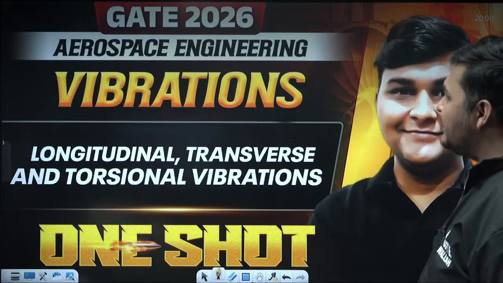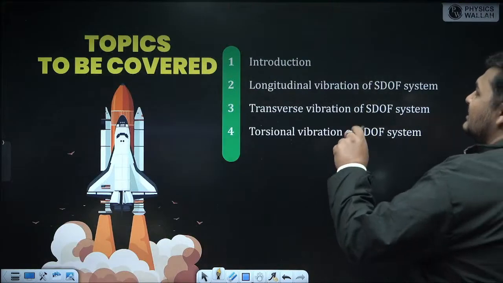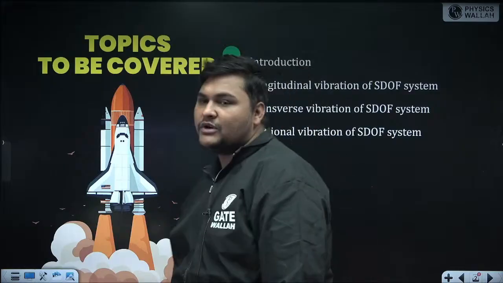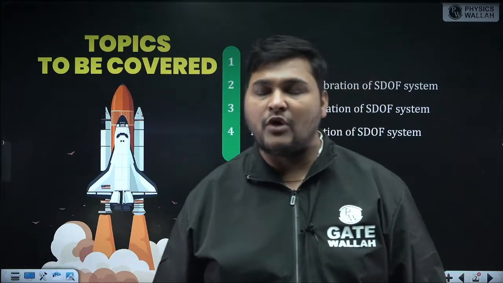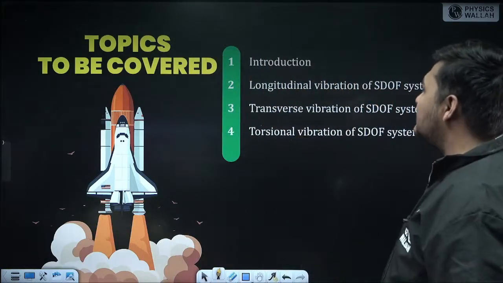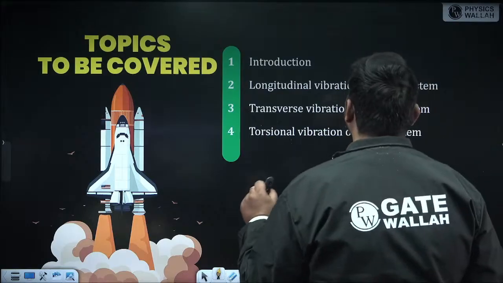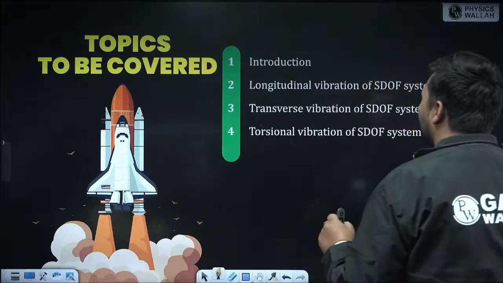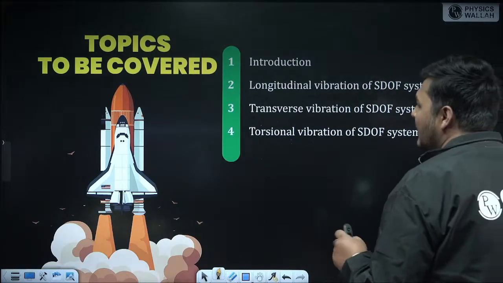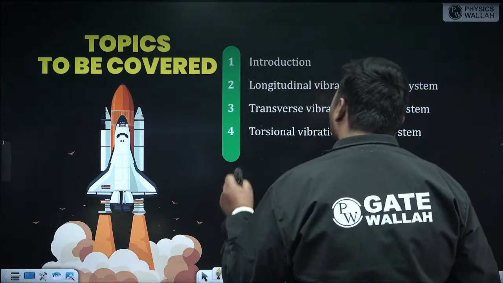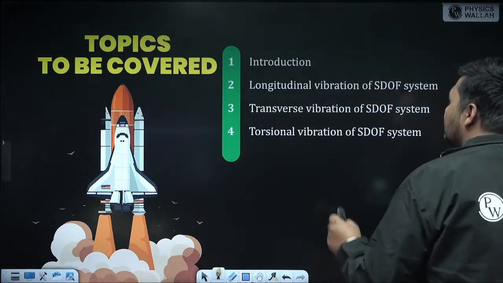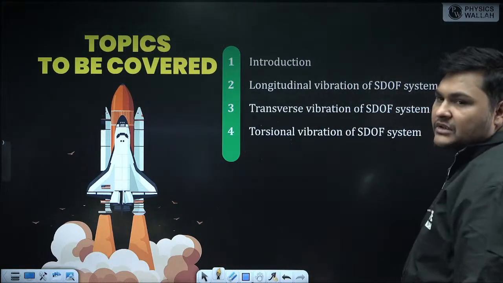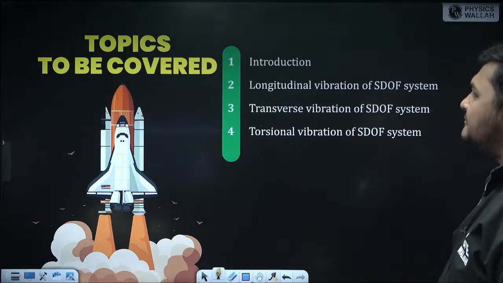So I am starting. First of all, we'll discuss its introduction, that is what is longitudinal, transverse and torsional vibration. Then we'll discuss one by one. First we'll discuss longitudinal vibration of single degree of freedom system and how we can calculate natural frequency of longitudinal vibration. Then we'll discuss the same thing for transverse vibration and then for torsional vibration. Okay, so without any delay, I'm starting.